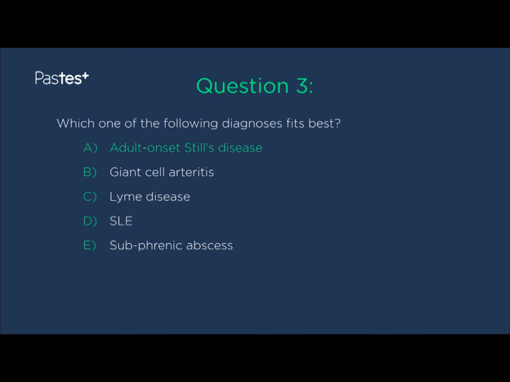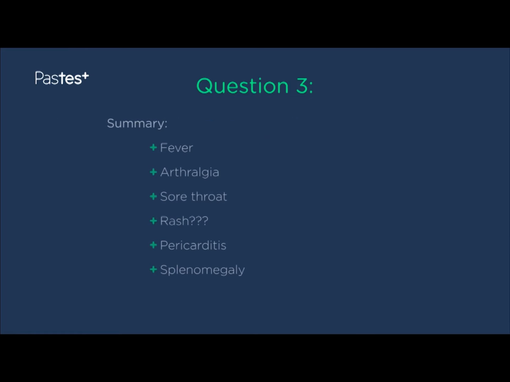So just putting together what he's presented with. Fever, arthralgia, sore throat, a rash, although there's nothing to see when we examined him. Clinically, though, the hard findings are pericarditis and splenomegaly.